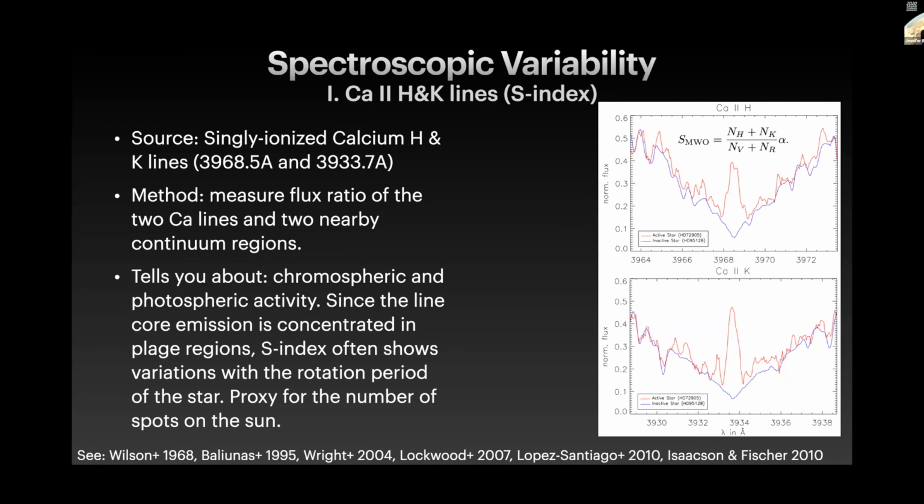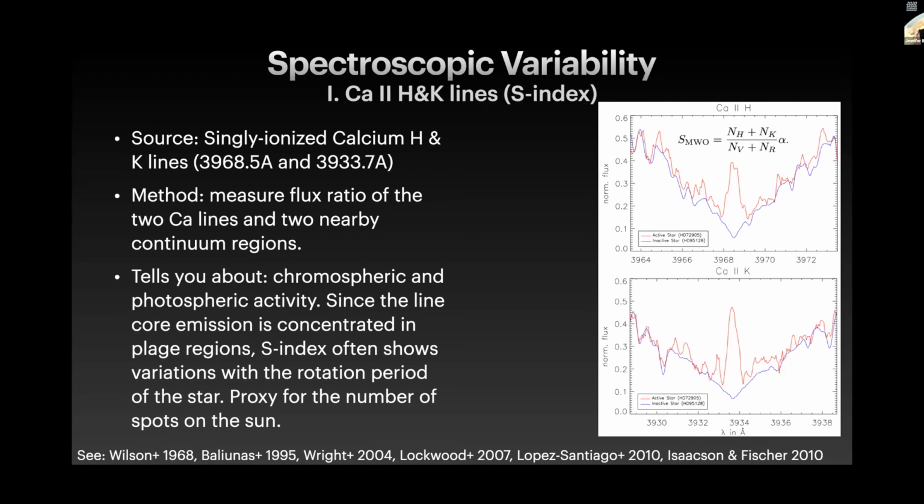And so in the plot on the right side of the screen, you can see in the top panel the H line, and it's that big blue absorption feature. It looks like a big V, and that's for an inactive star. And then for an active star, you see the same line plotted in red, and you can see that at the very center of the line, we start to have this emission feature that peaks up. And the same thing is true for the K line shown in the bottom portion of the plot.